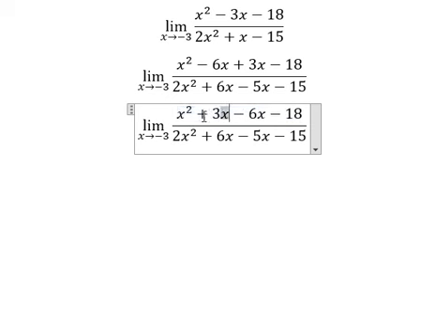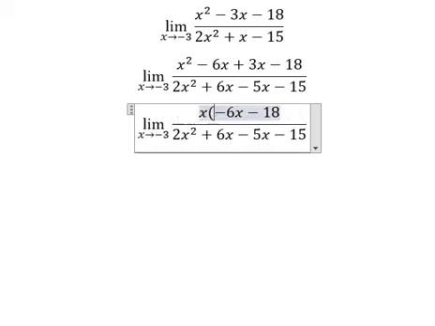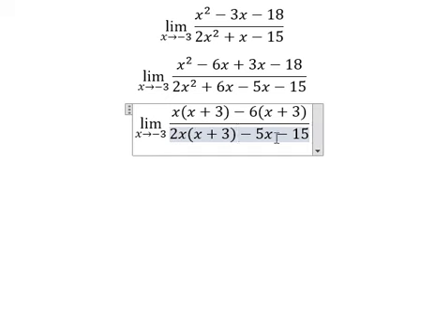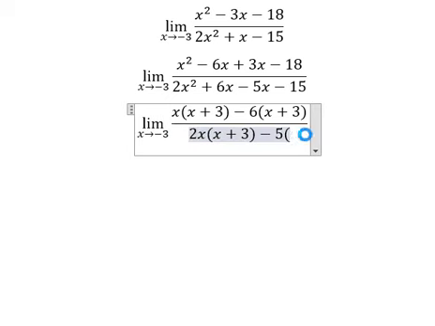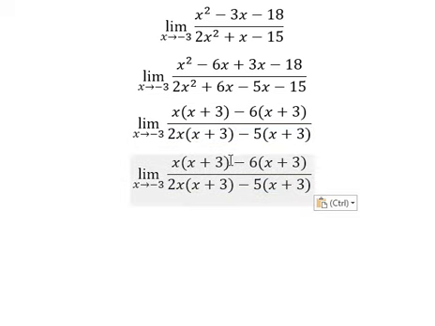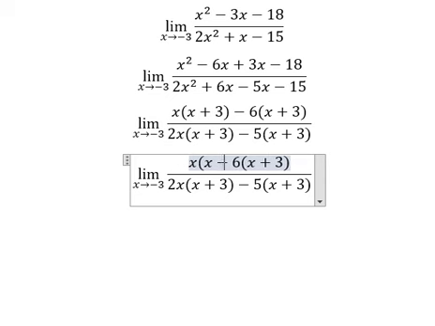So we can do factorization by x, this one by negative 6, this one by 2x, and this one by negative 5. Now we can do another factorization by x plus 3.